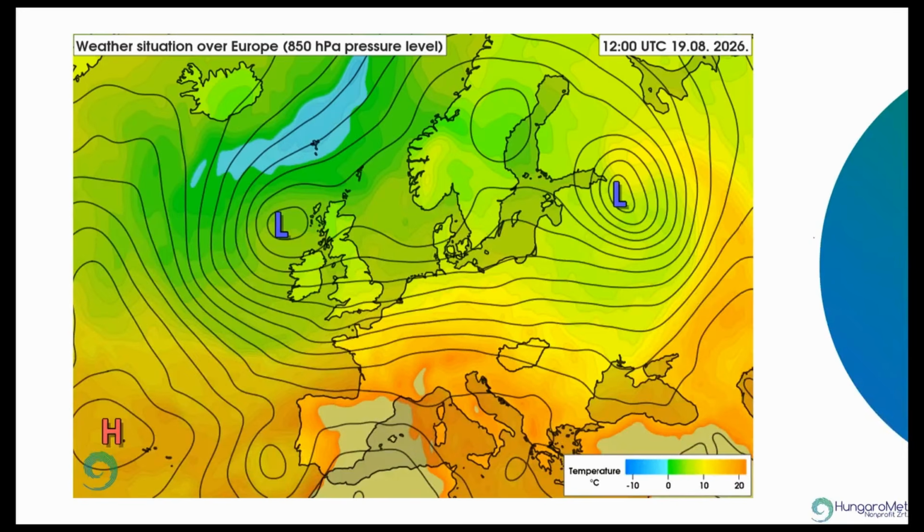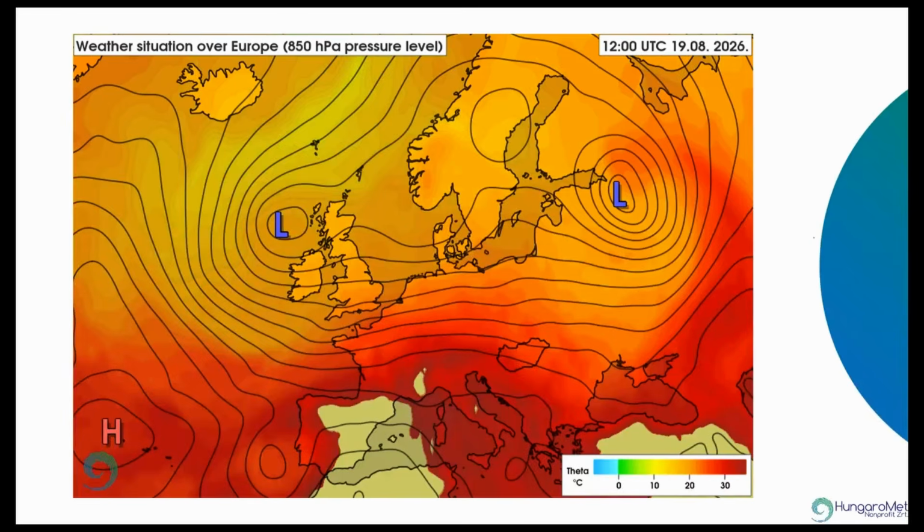This is the general weather situation over Europe. This is a temperature map of the 850 hectopascal pressure level. We can see some low pressure areas over the north of the continent. And the next image is theta, so the equivalent potential temperature, specifically with the same 850 hectopascal pressure level.